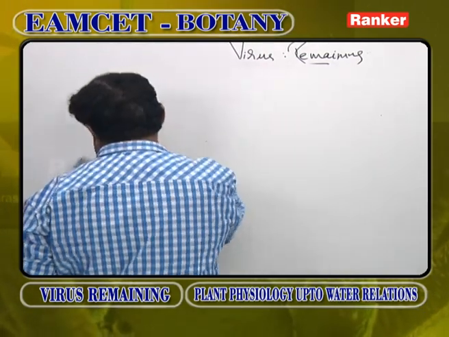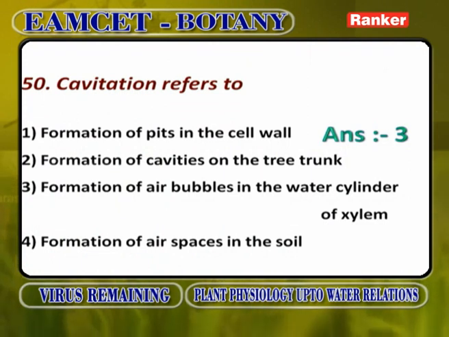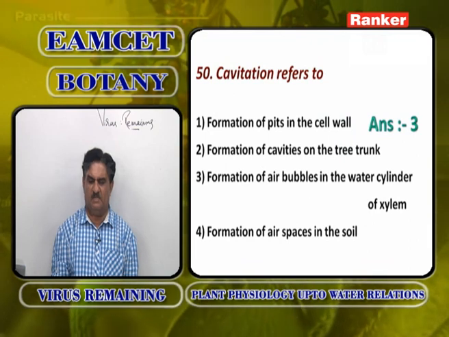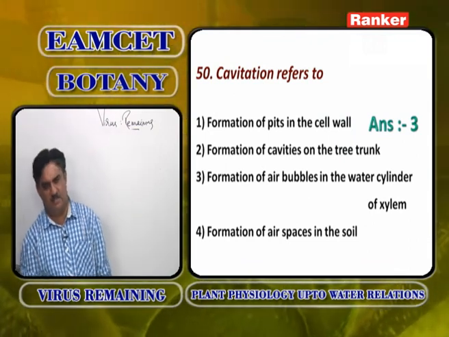So here the question is: cavitation refers to formation of pits in cell wall is wrong. Formation of cavities in the tree trunk is wrong. Formation of air spaces in the soil is wrong. Formation of air bubbles in the water column of xylem is correct. So the third option is correct.